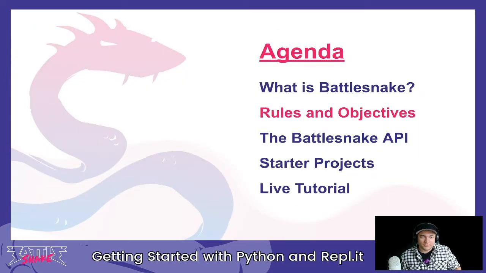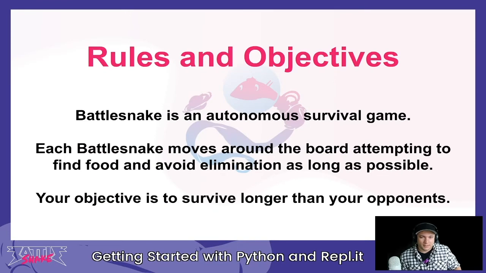So let's get into rules and objectives of the game. At its core, Battlesnake is an autonomous survival game. So your AI, your web server, powers one snake on the game board, and your goal is to survive as long as possible, ideally out-surviving the other snakes on the game board as well. Each Battlesnake moves around the board, attempting to find food and avoid elimination as long as possible. Your objective is always to survive longer than your opponents.